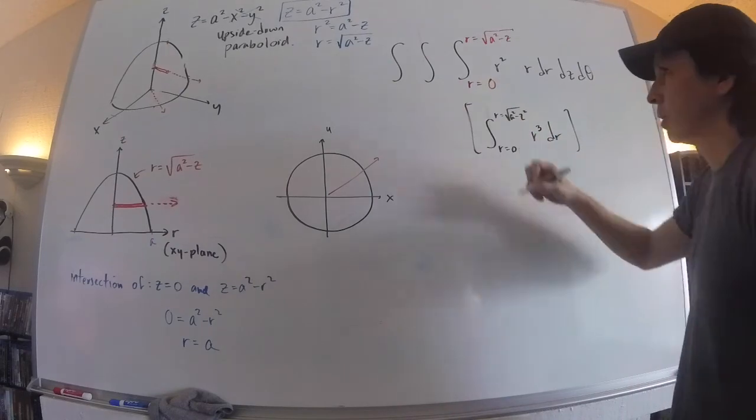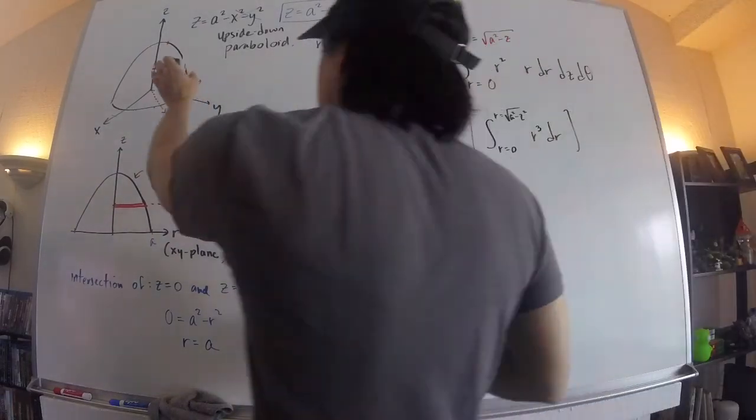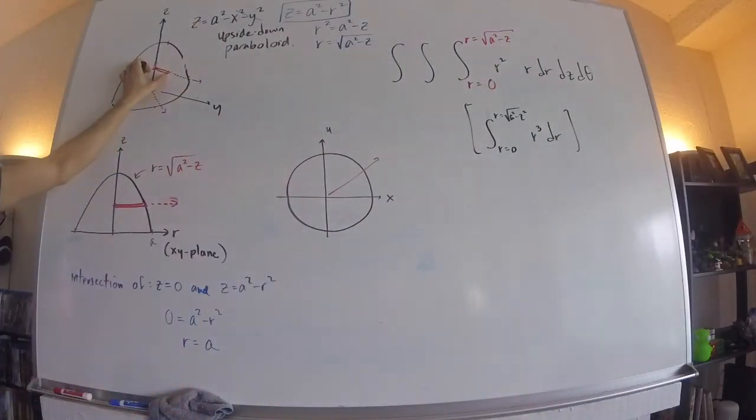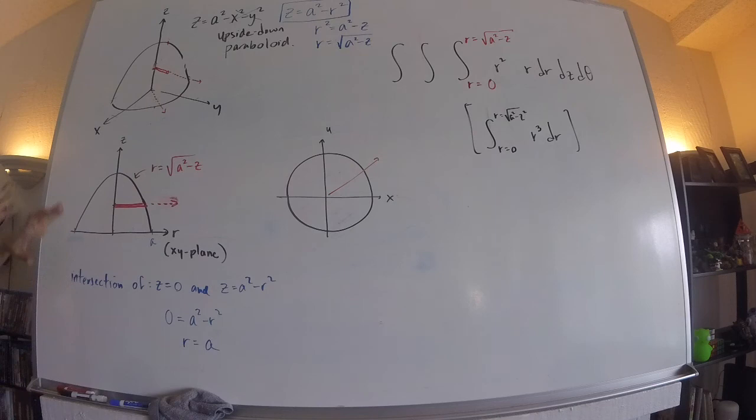So that's my first layer, doing that little piece, like a pencil coming out of the thing. Anyway, then I need to make sure I do it for the entire solid. So next, what do I want to do?